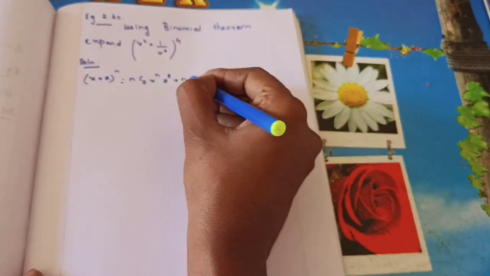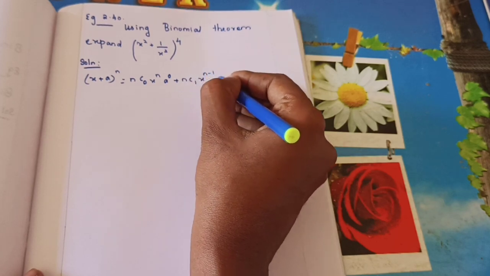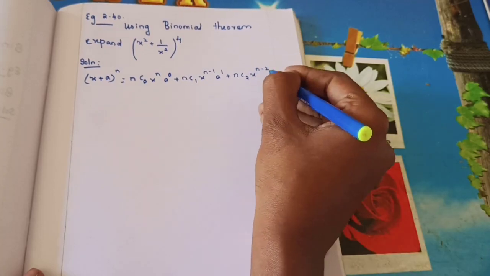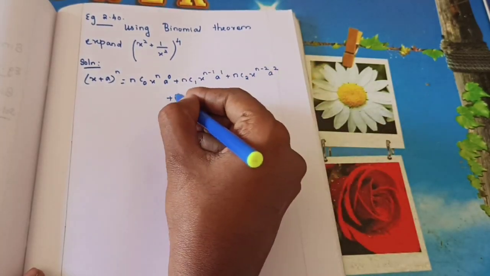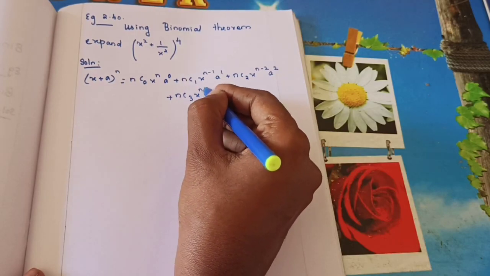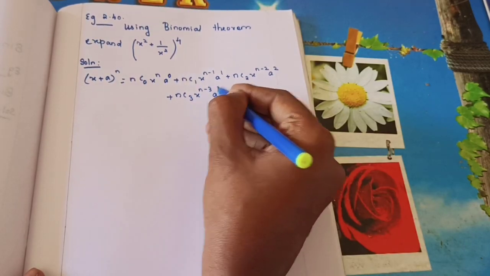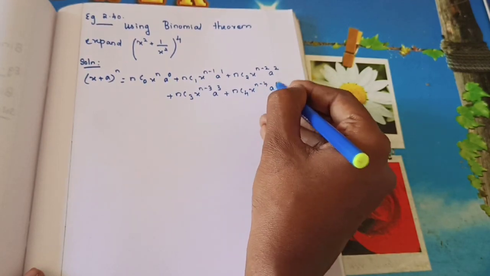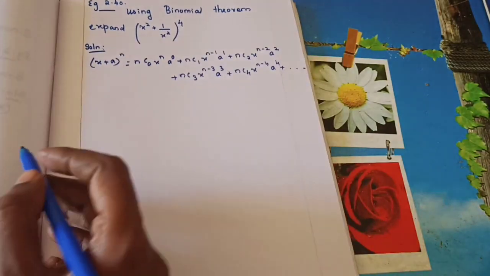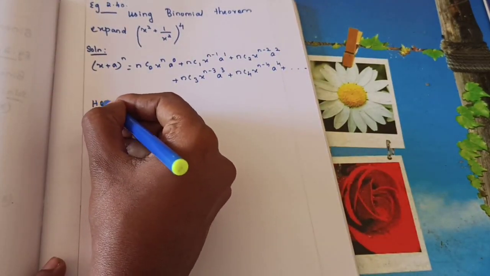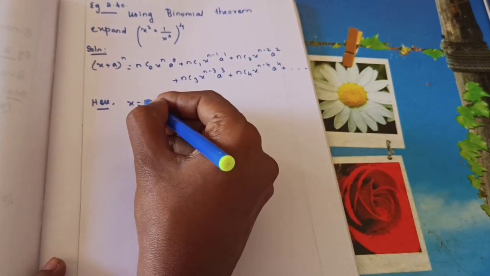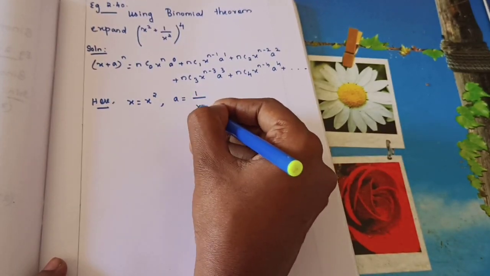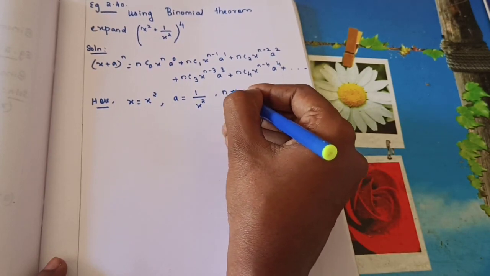That's enough. Then nc1 x power n minus 1 a power 1 plus nc2 x power n minus 2 a power 2 plus nc3 x power n minus 3 a power 3 plus nc4 x power n minus 4 a power 4 plus etc. Okay, there. So now here what is the x value? In the place of x, what's there? X square. What's the value of a here? 1 by x square is in the place of a. What's the n value? 4.